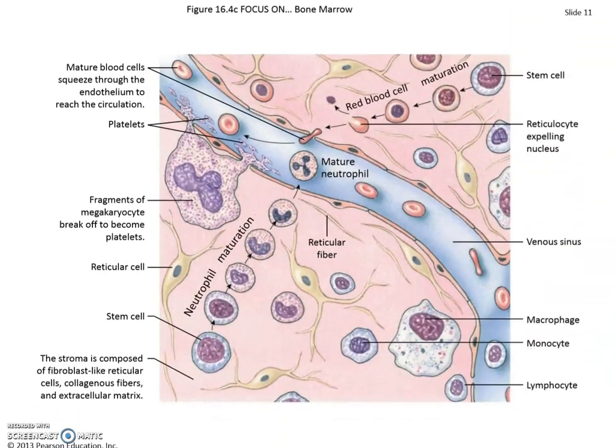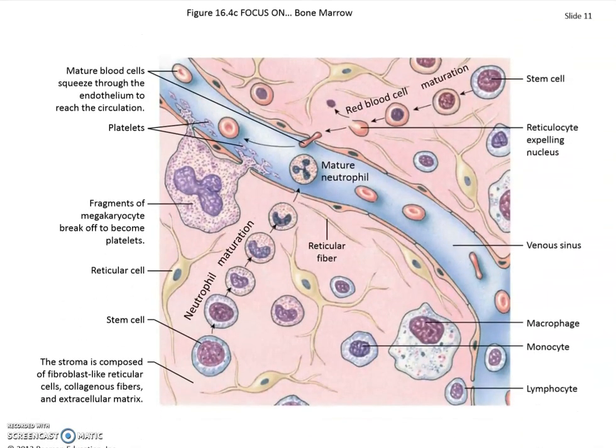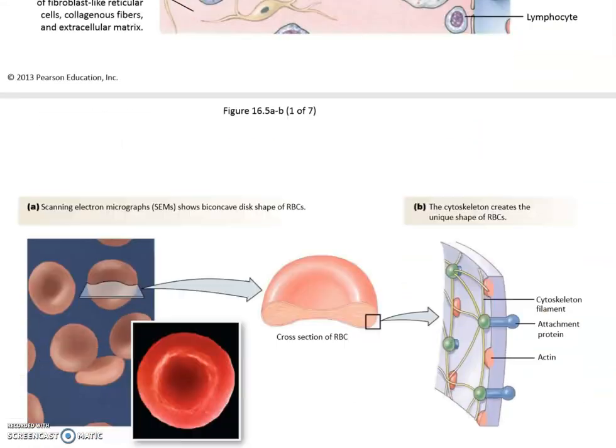And in this picture, you're also going to have neutrophil maturation. Again, we're starting out with the stem cell right here, and then going through various blast stages until you have a mature neutrophil right here that then enters the bloodstream.